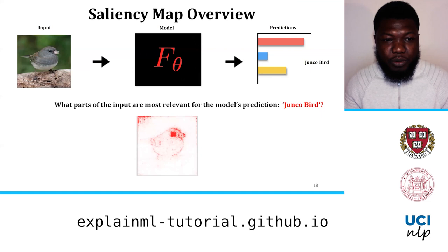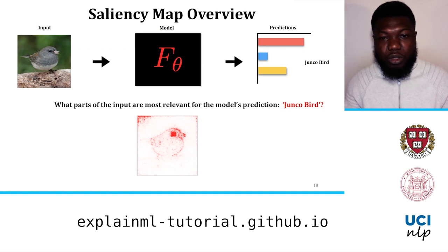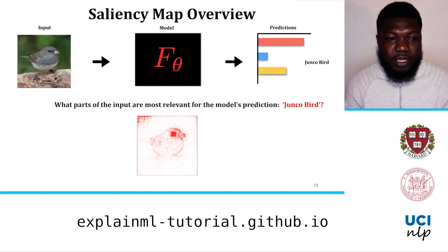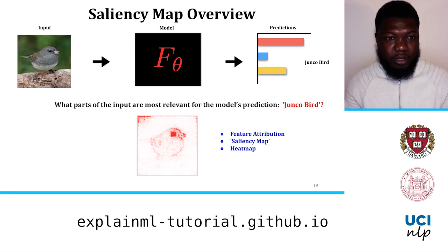And one kind of answer we can give is a heat map that shows the relevance of each input dimension towards the output prediction of this model. And this is exactly what saliency map techniques provide. They are often called feature attribution methods or heat maps in the literature. In the rest of this tutorial, we'll essentially just call these methods saliency map techniques.